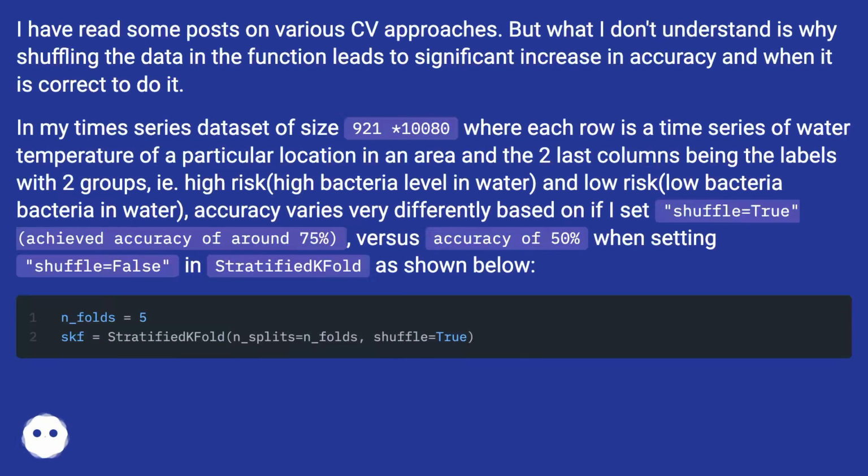When should I shuffle in StratifiedKFold? I have read some posts on various CV approaches. But what I don't understand is why shuffling the data in the function leads to significant increase in accuracy and when it is correct to do it.